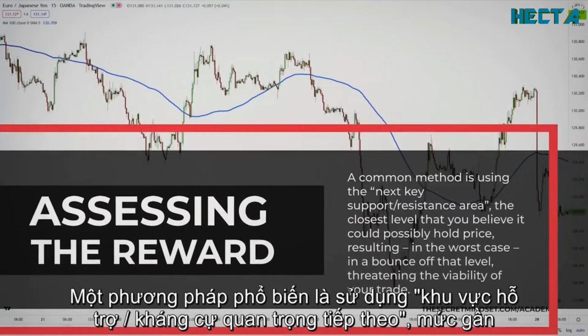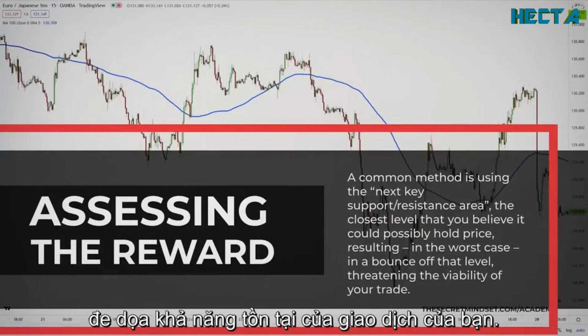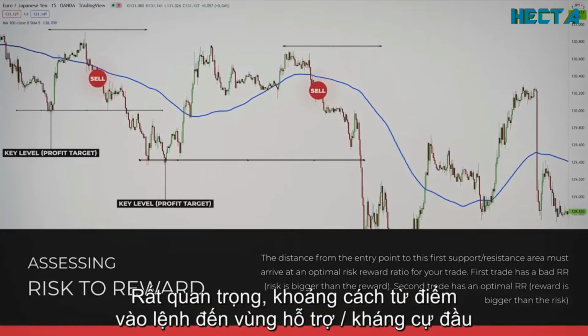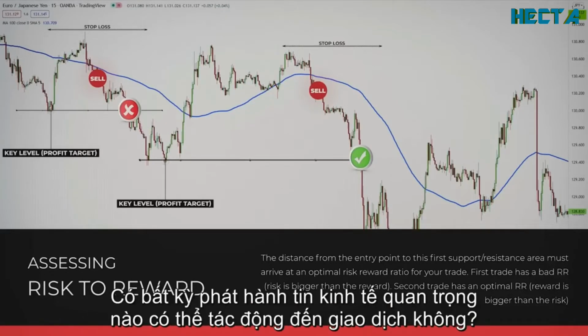A common method is using the next key support or resistance area, the closest level that you believe could possibly hold price, resulting, in the worst case, in a bounce off that level, threatening the viability of your trade. Very important, the distance from the entry point to the first support or resistance area must arrive at an optimal risk-to-reward ratio for your trade. If it doesn't offer that, you don't want to take that trade.